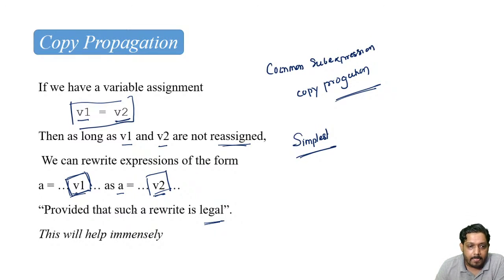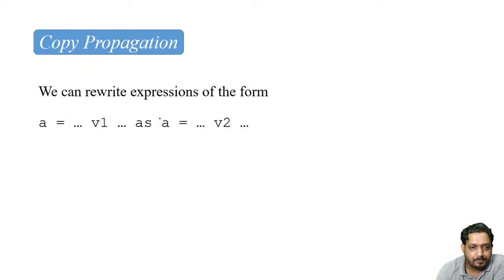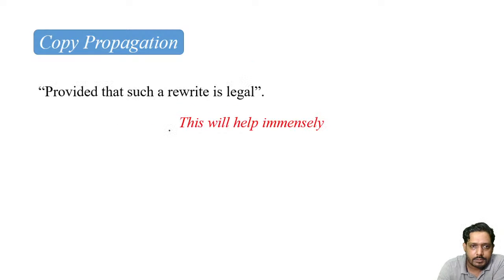Right now it looks very simple, but it helps immensely. Later you will see that simply propagating the copy will help immensely. So this is copy propagation. A is equal to v1 and v1 is equal to v2, and we can rewrite A is equal to v2 in this case.